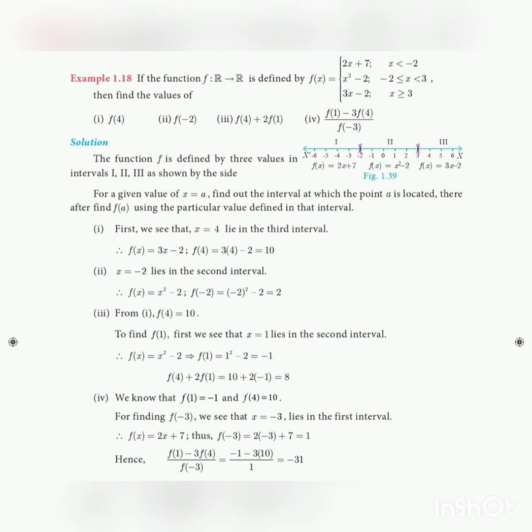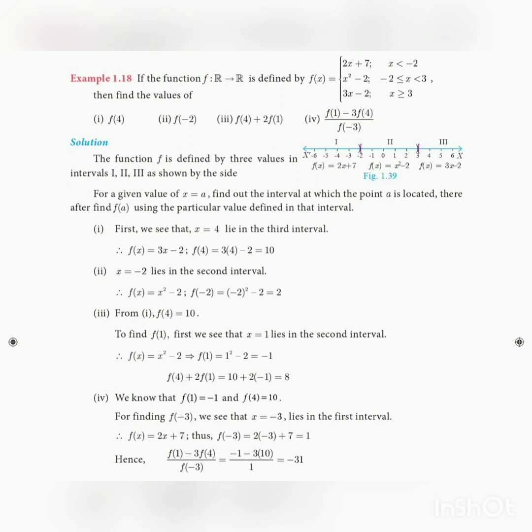First we check in which interval portion 4 exists. If we check, it is the third part, that is x greater than or equal to 3, that contains 4. Therefore the corresponding f value is 3x minus 2. Hence, f of 4 is 3 into 4 minus 2, which is equal to 10. Second subdivision, x equal to minus 2, which lies in the middle part, that is the minus 2 to 3 case. Hence, the corresponding f value is x square minus 2, which is minus 2 the whole square minus 2. The answer is 2.